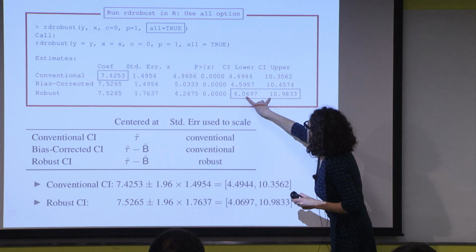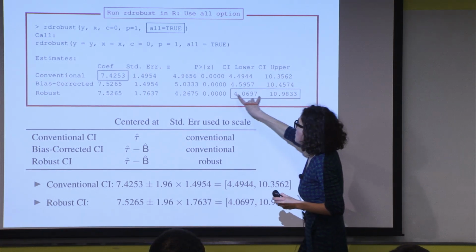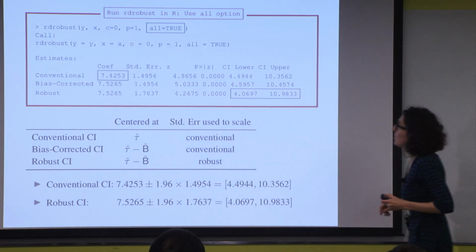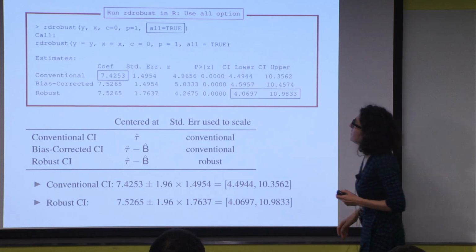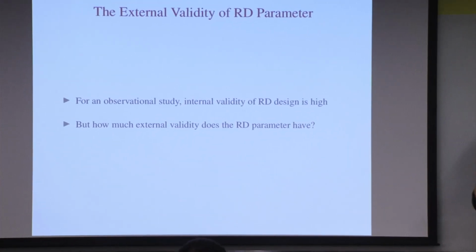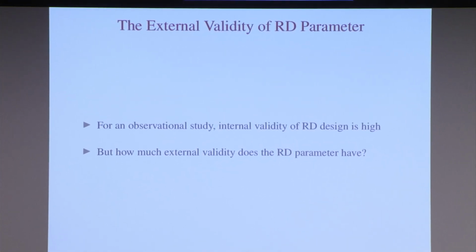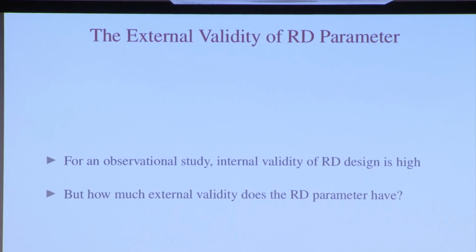And these are asymptotic. In this particular case, it doesn't change the conclusion that the effect is significantly different from 0. But this is how you can see the mapping between the actual data and the theory. So this is kind of a quick overview of what it takes.